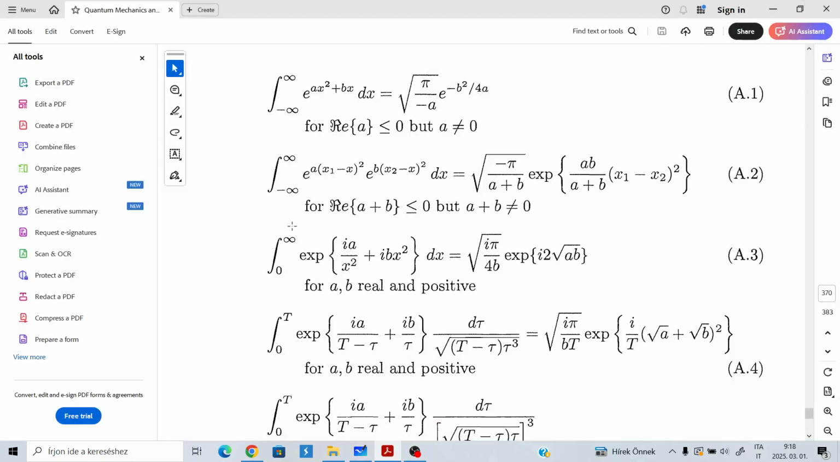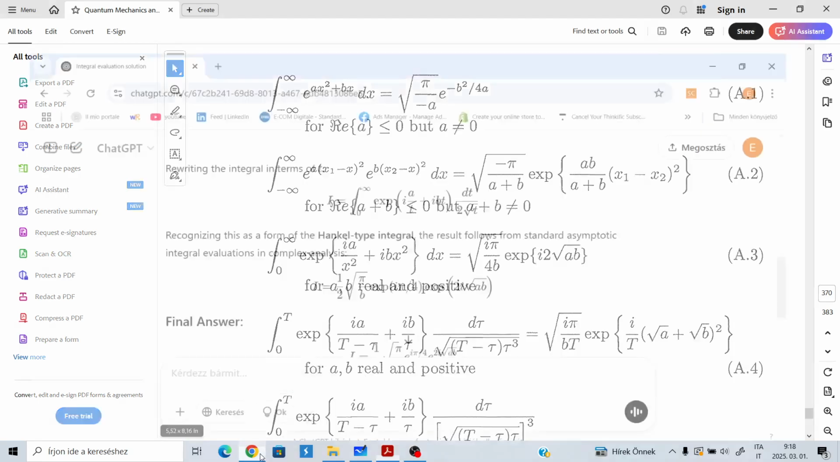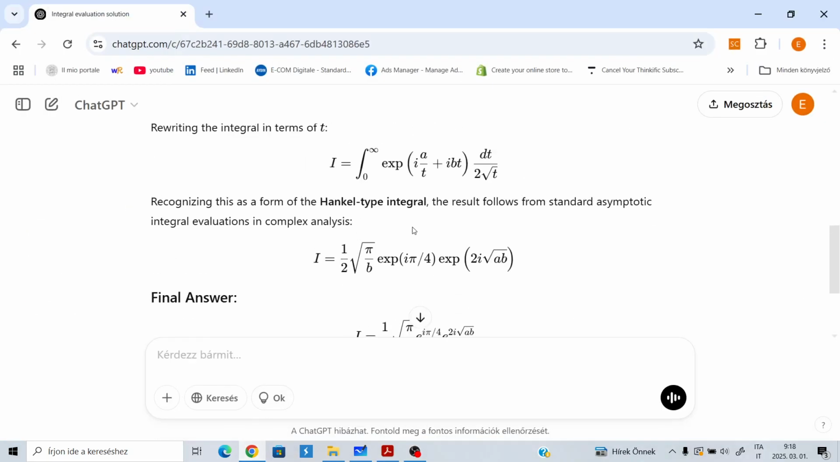This is the third integral from the top, and we proved it, in my opinion, with a simple method, without resorting to complex calculus or Hankel type integrals. So I thought that this was an interesting integral to show.